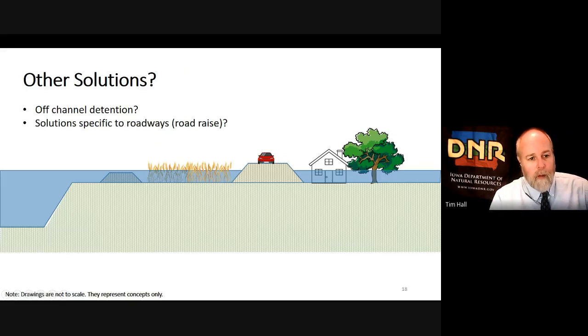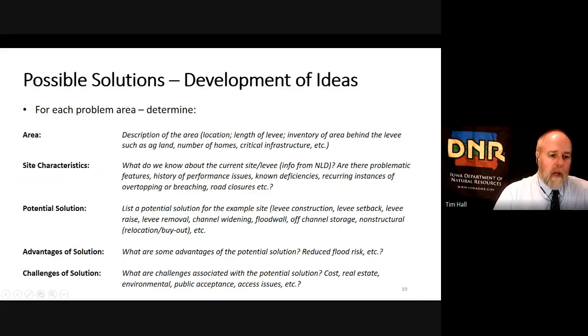So we want to go through for each problem area and talk about what the specific solutions might be for that area. We're going to develop a matrix. We're going to go through and look at these areas for each of the problem locations that we determine. Apologize, there's a lot of words in this slide, but I just want to hit the basics. You can look at this at your leisure. We want to define the area that we're talking about. We want to identify site characteristics. You know, what are the problem features in those areas? We want to list potential solutions. What's a potential solution for the site we have? And then we want to go through and look at advantages and challenges for each of those solutions.